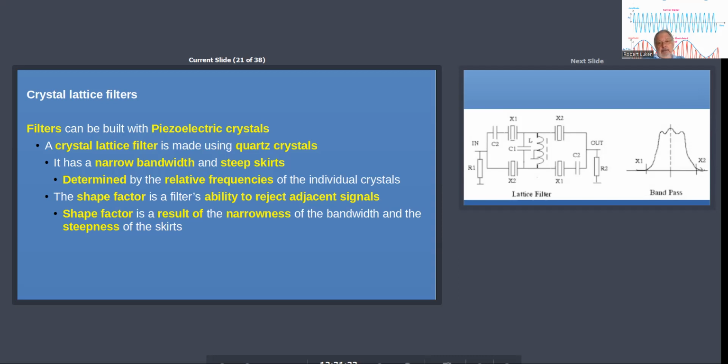And like they show over here, you can get a fairly narrow band with a steep skirt filter. You'll have some ripple on the top. They were used a lot as narrow band bandpass filters. I don't know if they use them as much today because you can do the same thing in an SDR radio digitally.